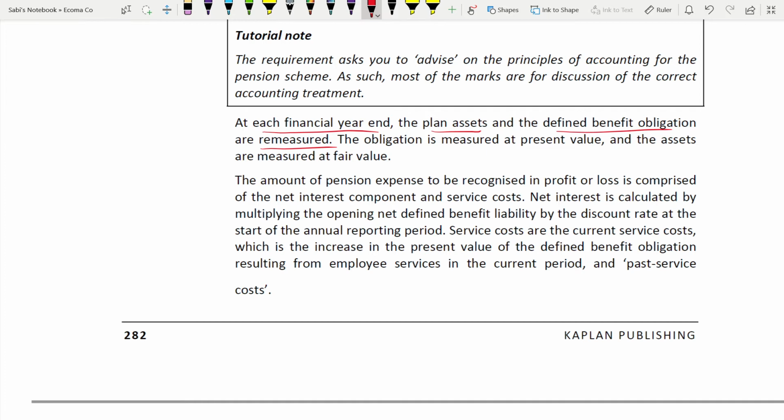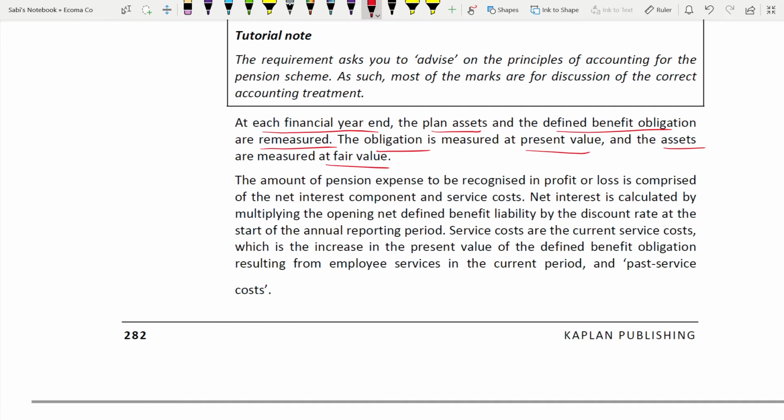Okay, how do you measure the obligation? It is measured at present value. Assets are measured at fair value. This is pure IAS 19 knowledge. I'm telling you, this paper is purely knowledge. Usually, a paper does not come like this. It's very hard to get a paper like this where it's purely knowledge. It's easier if it's totally knowledge more than the application part.